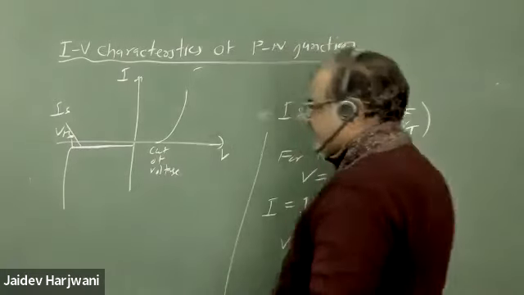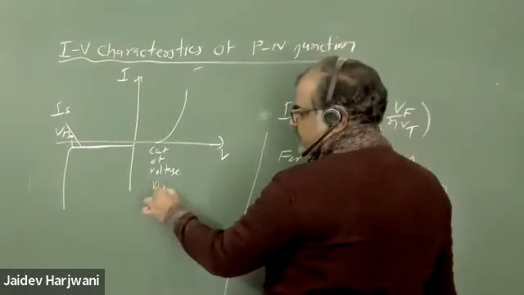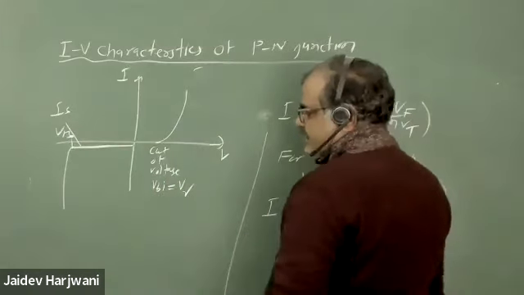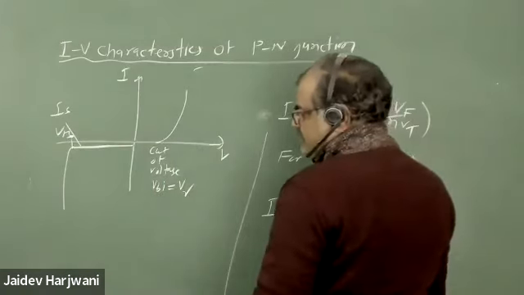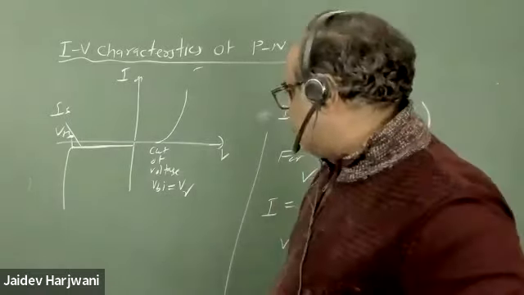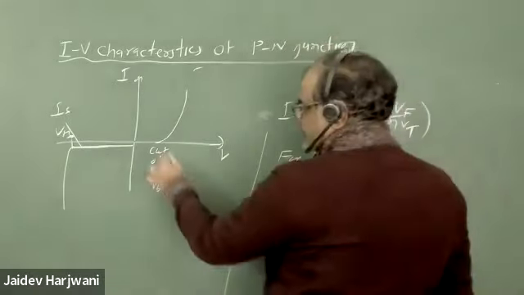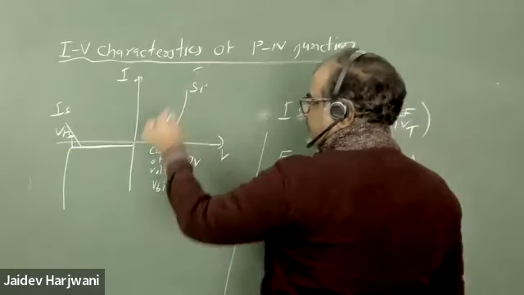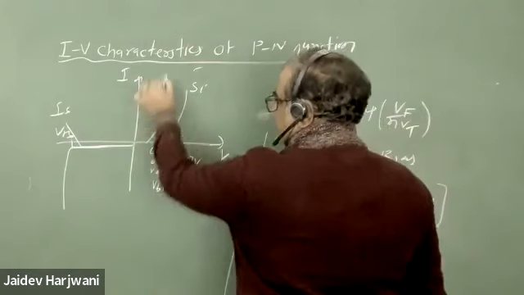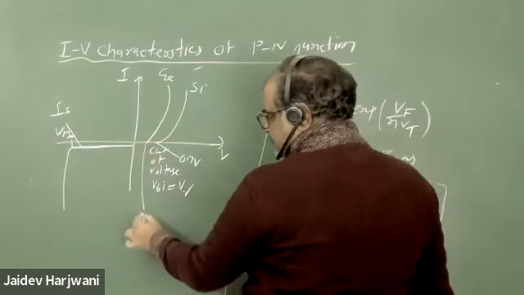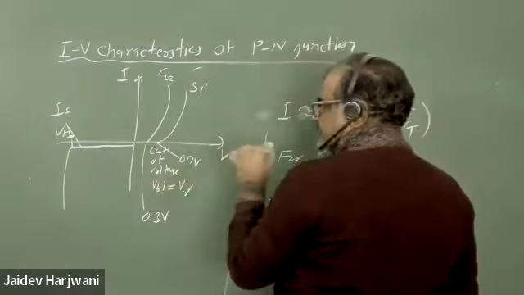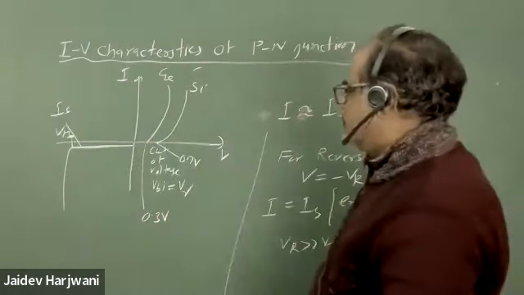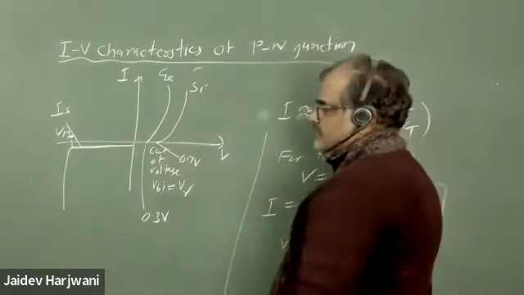So this VBI is the cutoff voltage, and sometimes books write it as V gamma. This value is 0.7 volt for silicon, sometimes 0.6 to 0.7. For germanium, this value is 0.3 volts. So you can show this value on a scale: 0.3 for germanium, 0.7 for silicon.